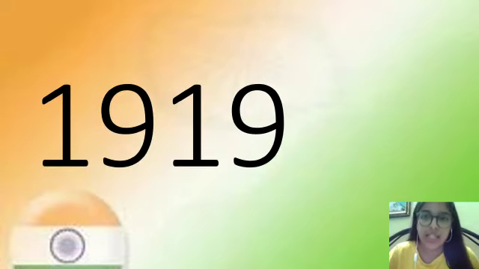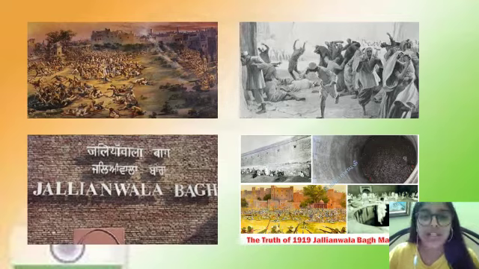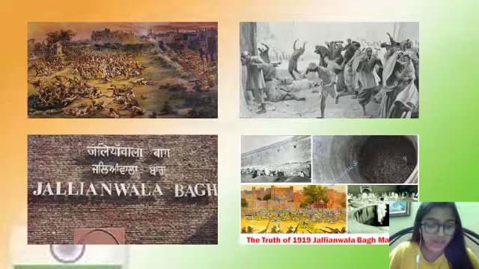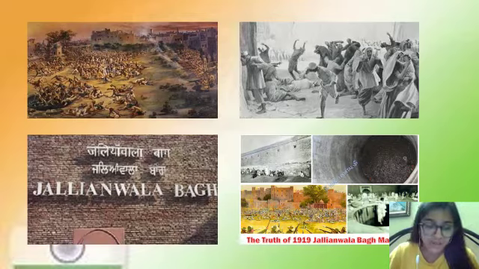In 1919, the tragic Jallianwala Bagh massacre took place on April 13. This event, in which a brigadier general ordered indiscriminate firing at a crowd, including women and children, killing hundreds of them, caused much resentment and anger among the people and led to the non-cooperation movement.